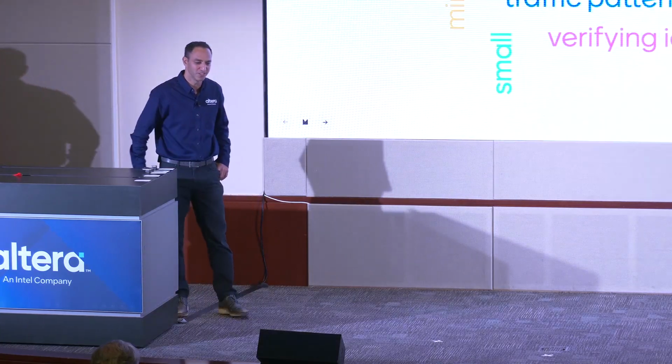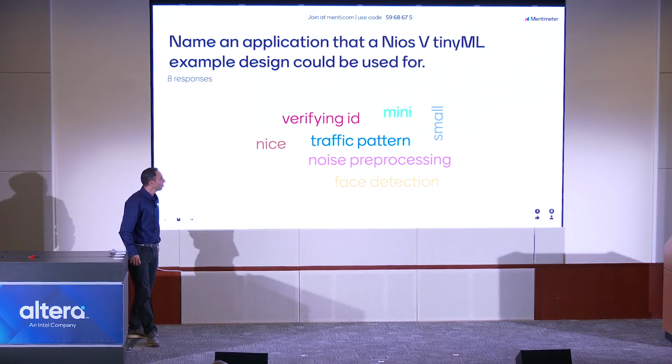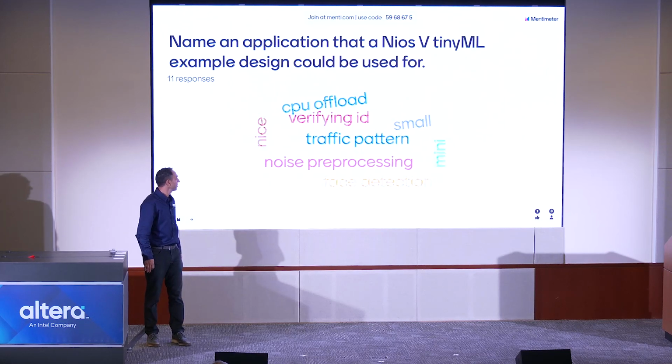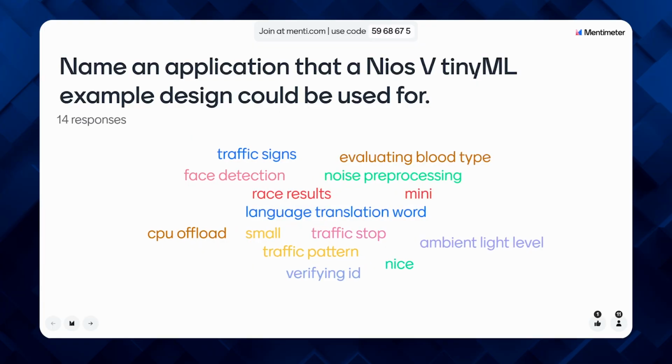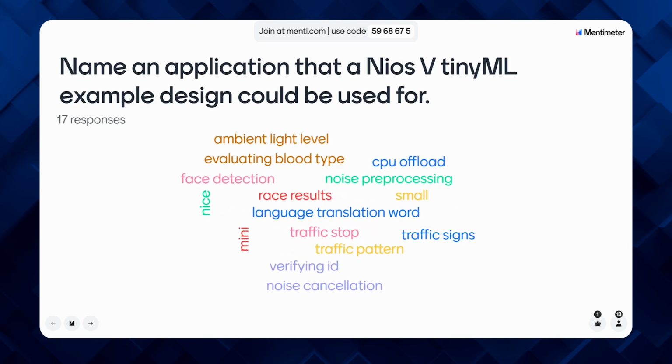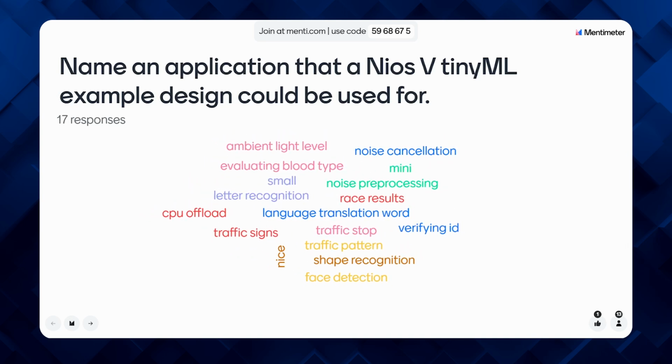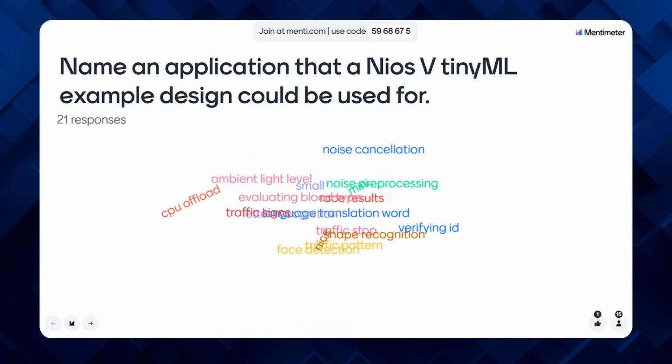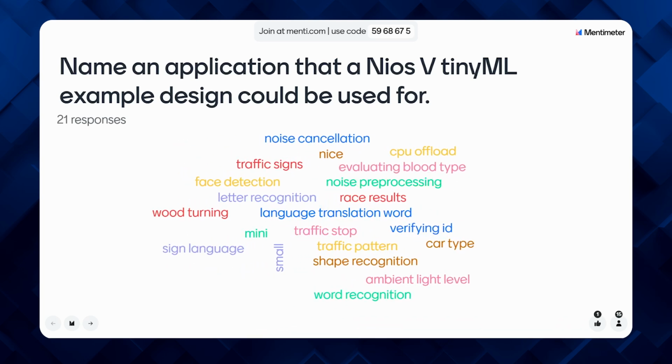There's a couple examples I'm seeing here. Maybe we can start showing the results here. So yeah, maybe some of these could be doing things like looking at traffic patterns, or maybe some sort of language translation word, shape recognition. Yeah, recognizing certain shapes. That might be simple enough.